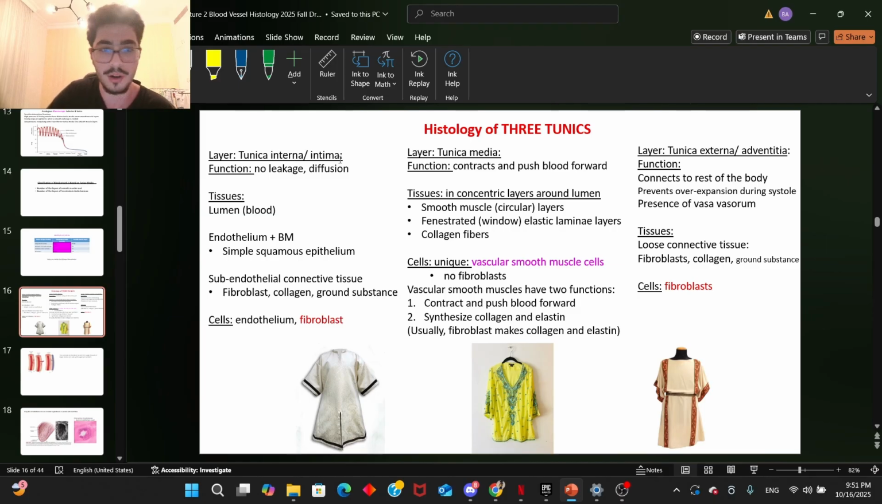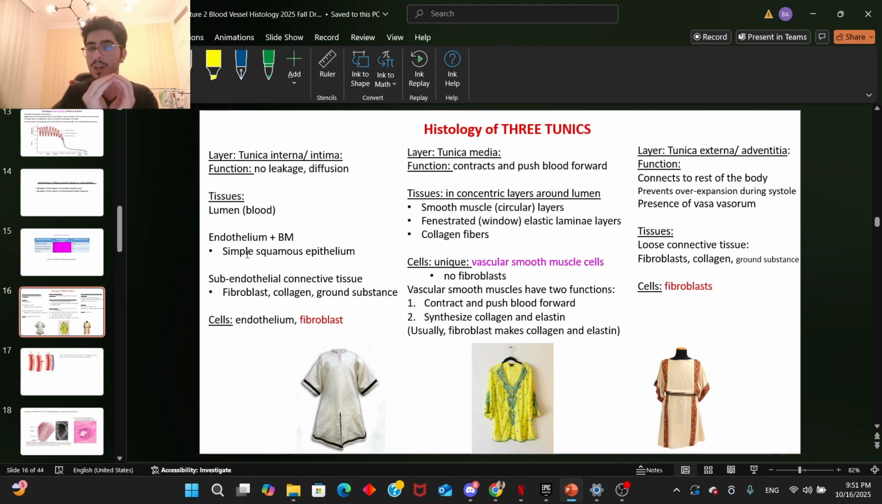So firstly, the tunica interna or intima, what is its function? It's a single squamous epithelium, so it allows for diffusion, okay? It allows for the diffusion of nutrients and things like that, okay? Obviously, the lumen, what would the lumen contain? Blood, okay? Remember, what is the tunica intima consisting of? The endothelium and its basement membrane.